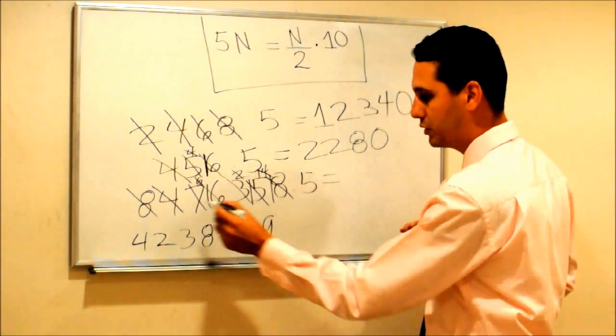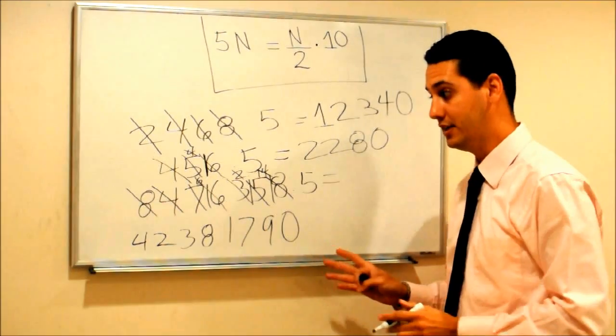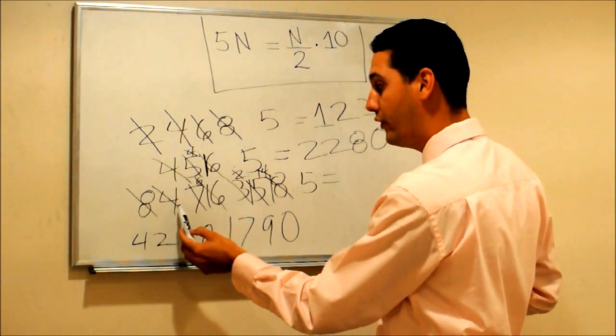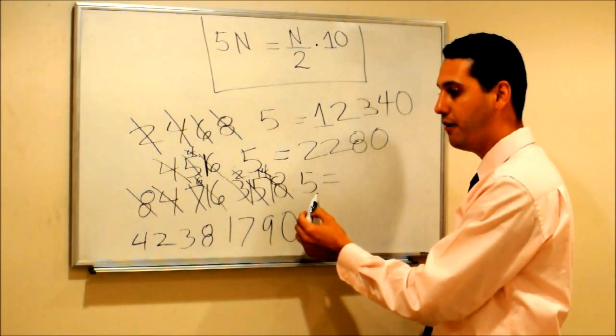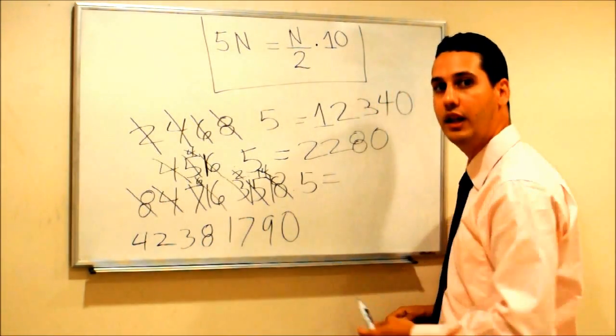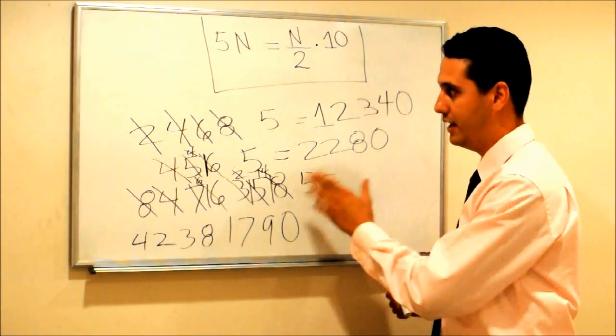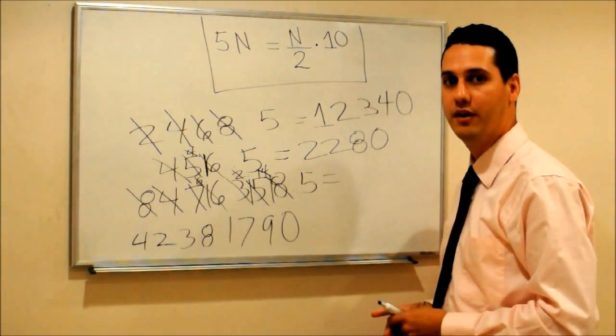And finally, we need to multiply this number by 10, which means we have to put a 0 at the end. In this case, the answer of 8,476,358 times 5 is 42,381,790. And that's how the multiplication by 5 has to be done.